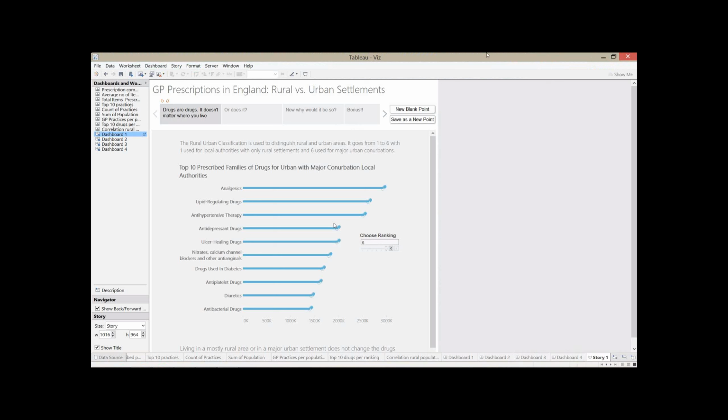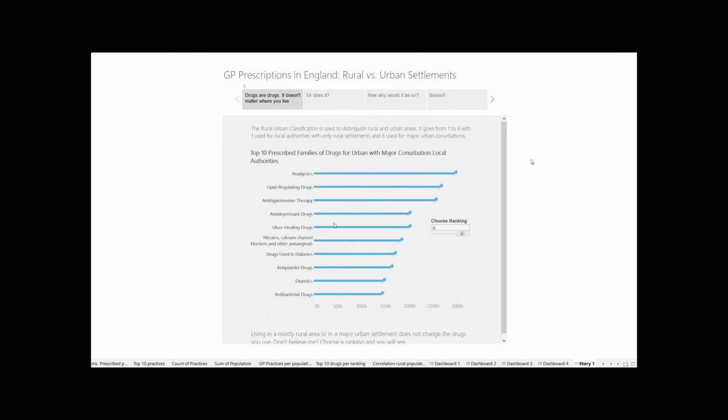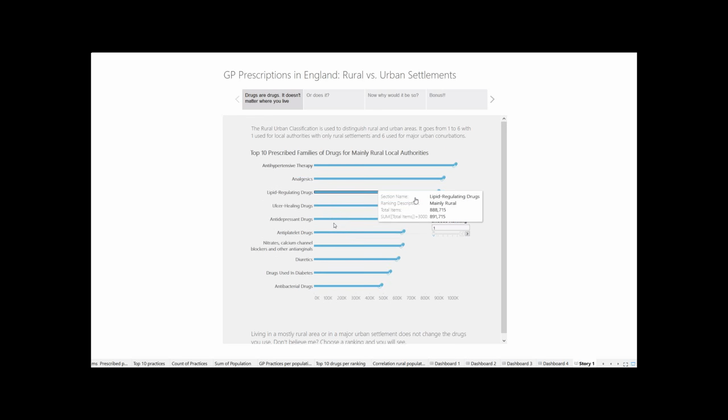In order to do so, I downloaded the urban coding classification from the data.gov.uk website, joined it within Exasol, created a new view, and connected live to it. So here is what I have found out. The starting point is that drugs are drugs. It doesn't matter where you live. Here you can see, going from the most rural places. Oh yeah, I have something to clarify.